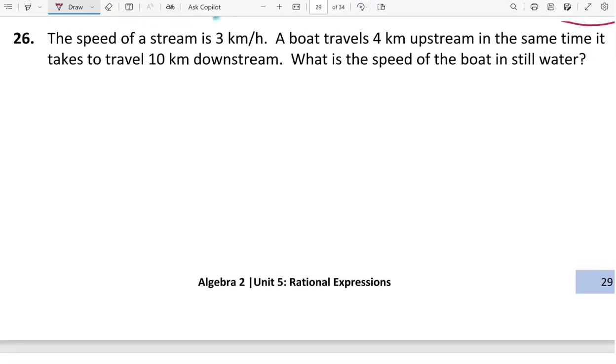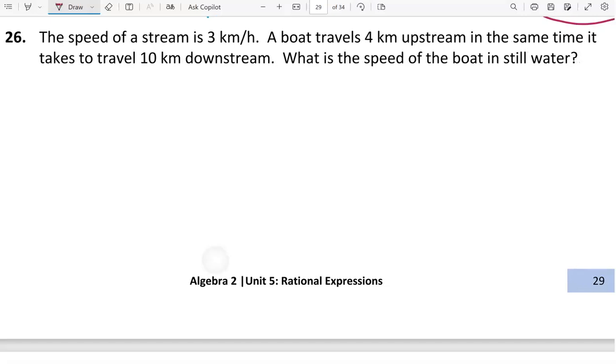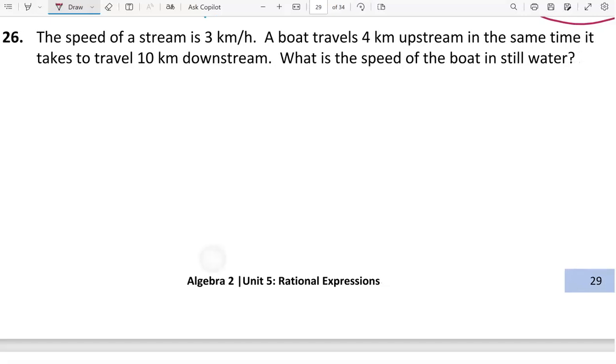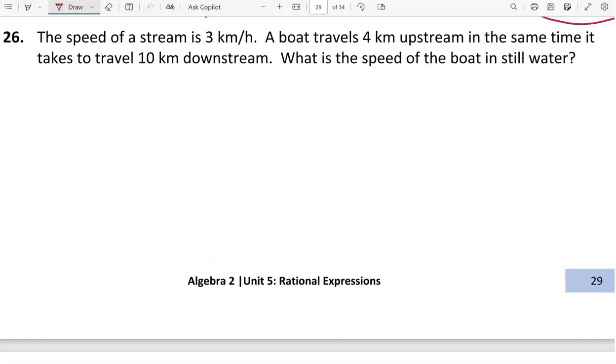In 26, the speed of a stream is 3 kilometers per hour. That's a current speed. A boat travels 4 kilometers upstream in the same time that it takes to travel 10 kilometers downstream. What is the speed of the boat in still water? So we have a distance, rate, and time problem. Kilometers per hour times the number of hours should equal the number of kilometers.